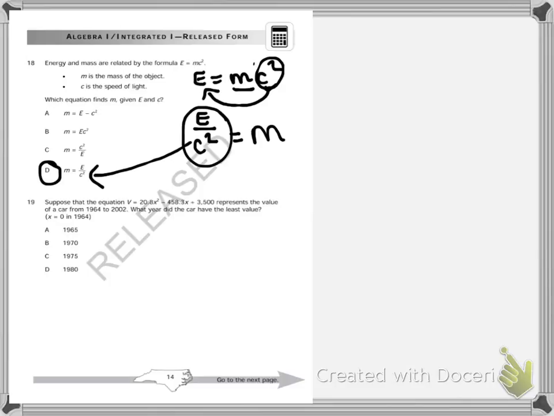Okay, so once we finish reading the problem, you have to notice that they give you information that tells you that x equals 0 when it's 1964. So that changes how you're going to be doing this problem. Now the easiest way I believe to do this problem is to use your graphing calculator, put the equation of v, what the car represents, into the y equals of your calculator, and then graph it.